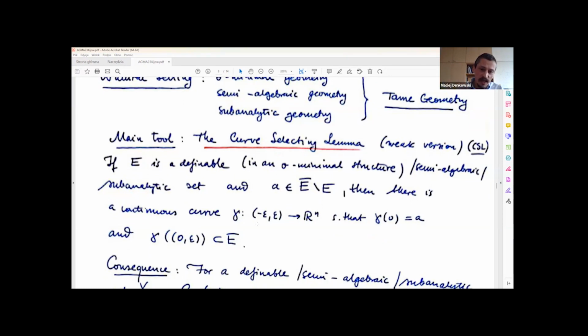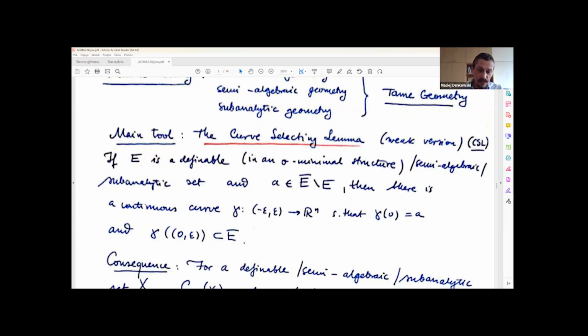And actually, I should have added here, because this is important, that this curve is homeomorphic onto its image. It doesn't reduce to a point, because otherwise this curve selecting lemma doesn't make sense, right? It's a true curve that we can imagine, and it passes through a, and one branch of it is inside E.